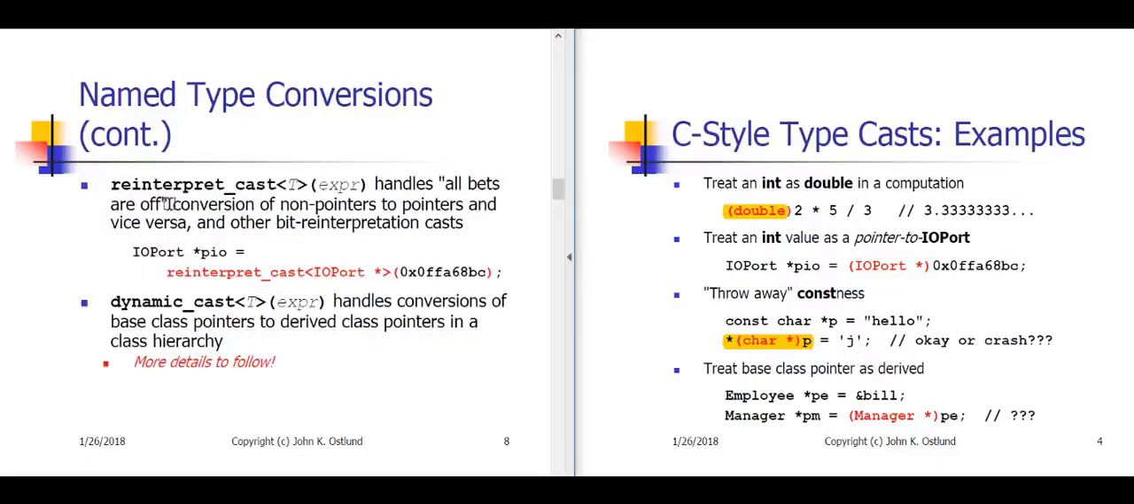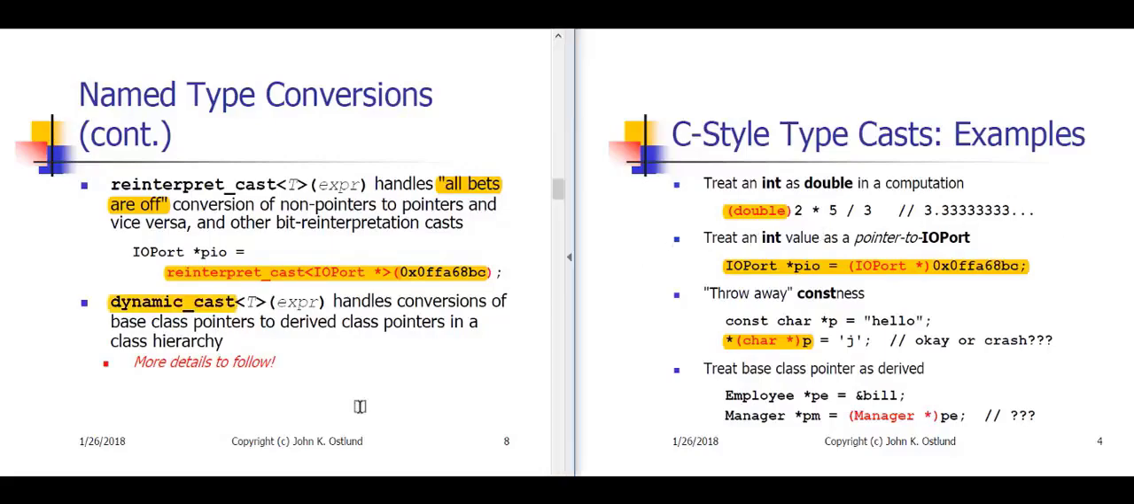Reinterpret cast, shown here on slide 8, is the one that allows us to handle all bets are off conversions from non-pointers to pointers and vice versa. It's the one that will allow us to take an integer value representing the address of something in memory and convert that into a pointer. So here we're doing essentially the same thing as we did over in our second example on slide 4, but using the more carefully checked named cast as opposed to the C-style cast.